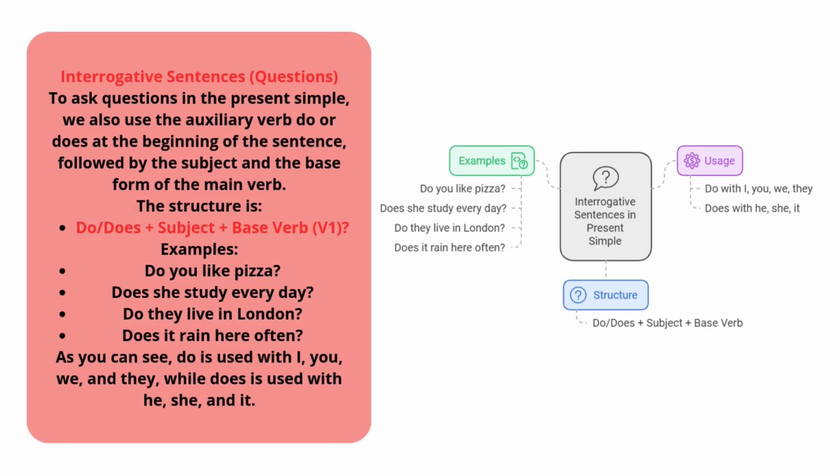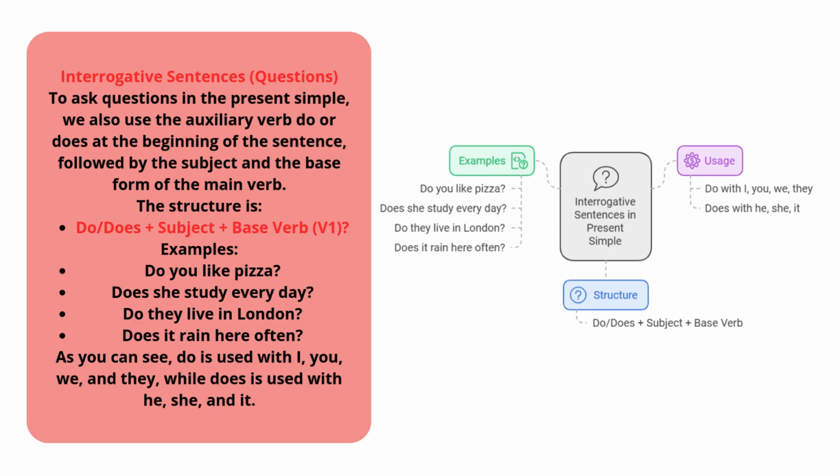Interrogative sentences, questions. To ask questions in the present simple, we also use the auxiliary verb do or does at the beginning of the sentence, followed by the subject and the base form of the main verb. The structure is do/does plus subject plus base verb, V1.